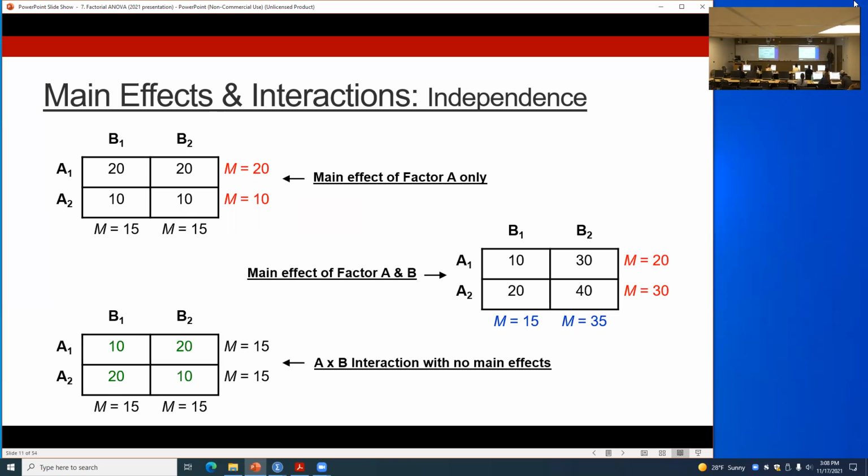Here, we got an A and B interaction with no main effects, right? If I'm just looking at factor A, no difference. If I'm just looking at factor B, no difference. But Basha, what's going on in these cells?